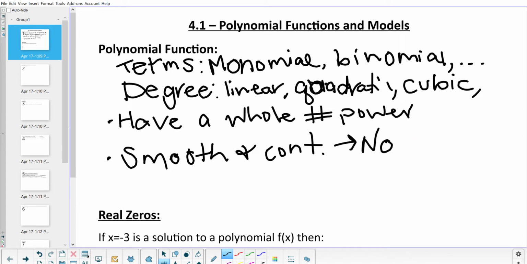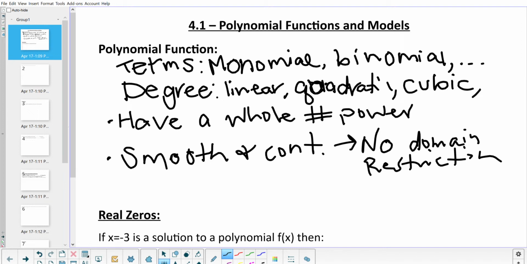Okay, so the fact is, if they're smooth and continuous, that means there's no domain restrictions. This isn't like a root or like a rational function. This one has no domain restrictions.